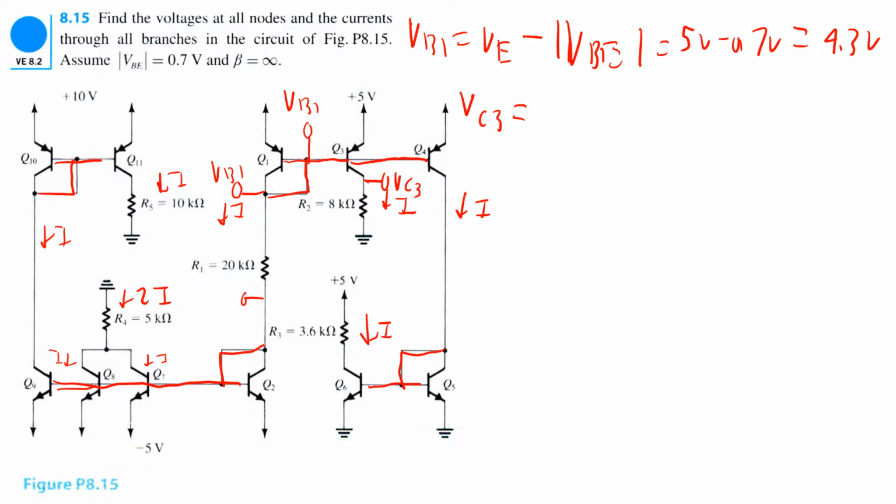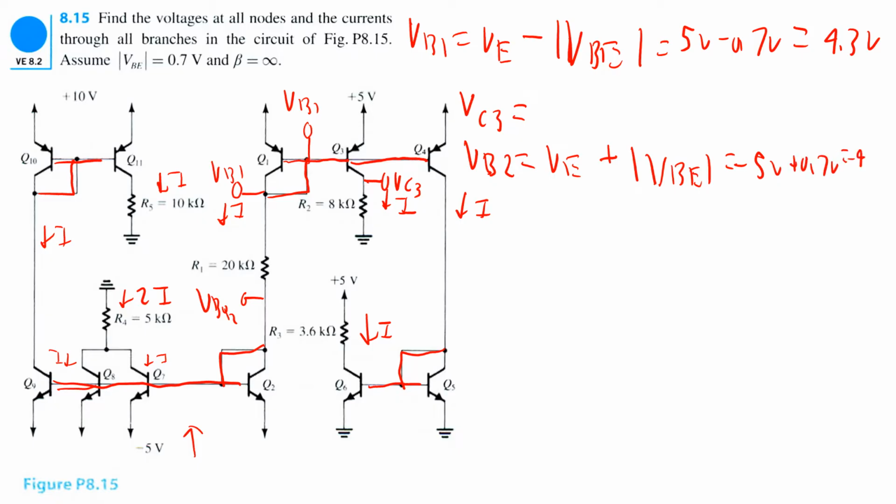So the voltage here is the voltage at the base of Q2. And what's this equal to? Okay, so the voltage at the base of Q2, again, if we travel from the bottom of the circuit, that would be the voltage at the emitter. And since we're going from the bottom to the top, this time we're going to add the drop from base to emitter. So this is equal to negative 5 volts plus 0.7 volts, or negative 4.3 volts.